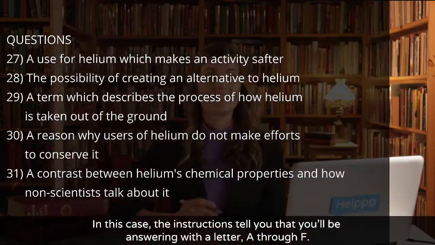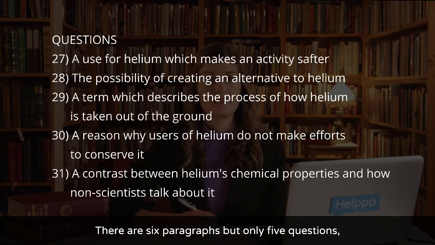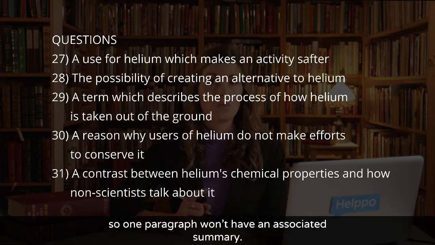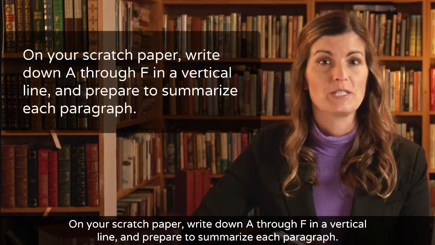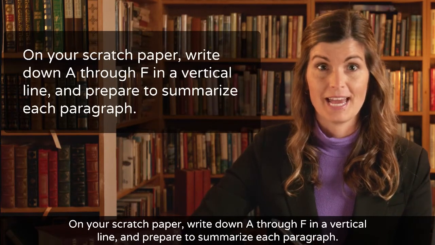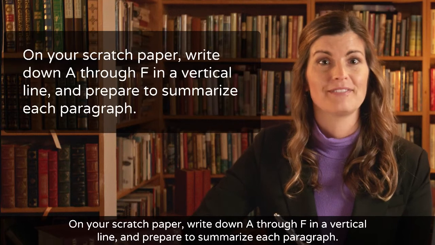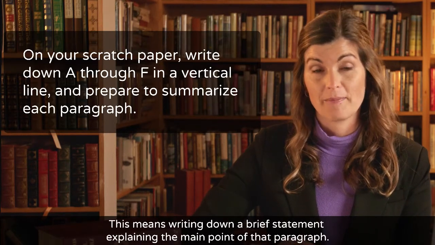In this case, the instructions tell you that you'll be answering a letter, A through F. There are 6 paragraphs, but only 5 questions, so one paragraph won't have an associated summary. On your scratch paper, write down A through F in a vertical line, and prepare to summarize each paragraph. This means writing down a brief statement explaining the main point of that paragraph.